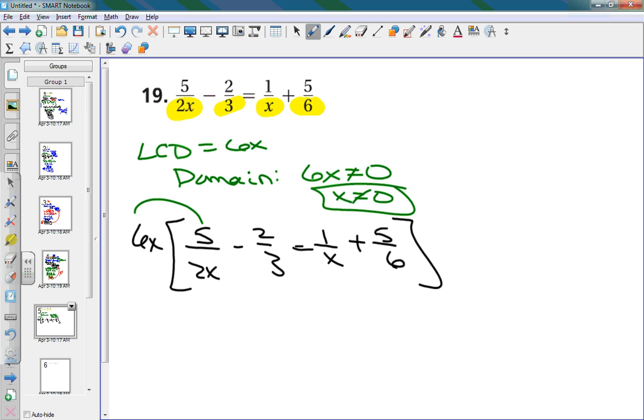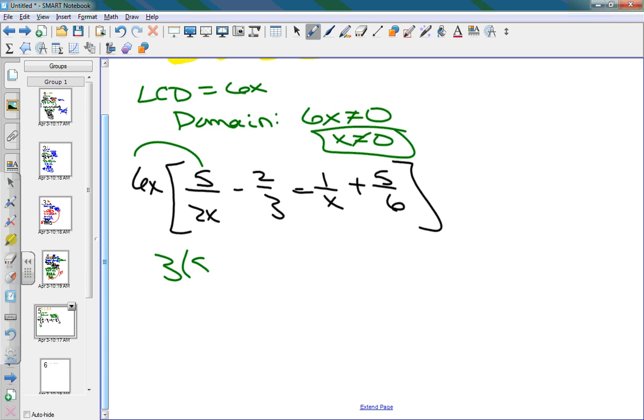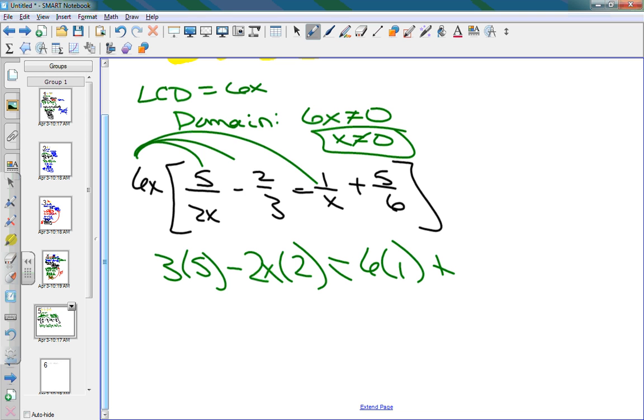So now what is 6x divided by 2x? 3. Bring down 5. What is 6x divided by 3? 2x. That's minus 2x times a 2, which is the jump. What is 6x divided by x? 6. And bring down the jump, which is the 1. What is 6x divided by 6? X, and bring down the 5.